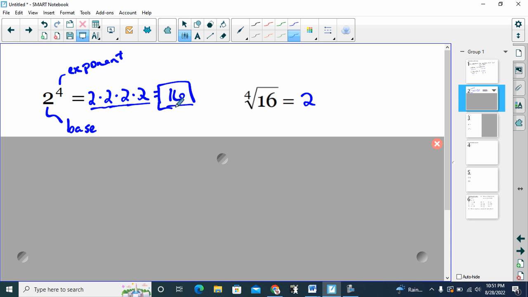Notice these number sentences occur in pairs, just like the addition and subtraction ones did. 2 to the 4th equals 16 means the same thing as the 4th root of 16 equals 2. They're written differently. This one is written as an exponent. This one is written as a root. You're thinking through them kind of the same way, but backwards. Here I want to multiply 2 by itself 4 times and figure out what that gives us. Here we want to know what number times itself 4 times gives me 16.